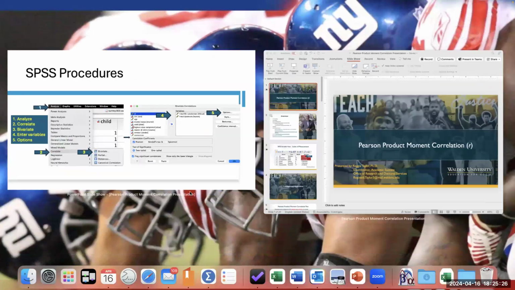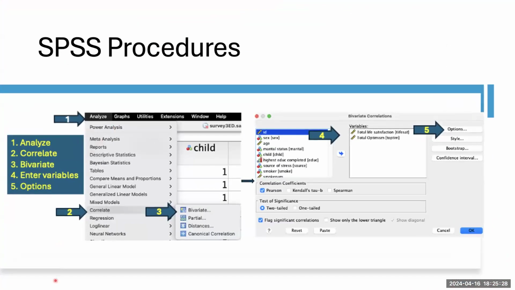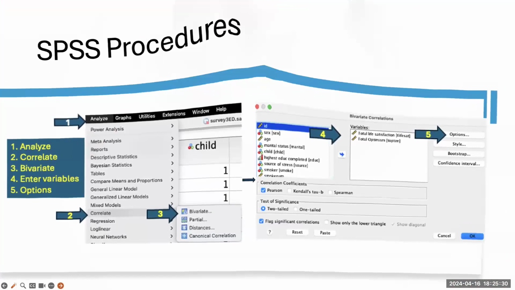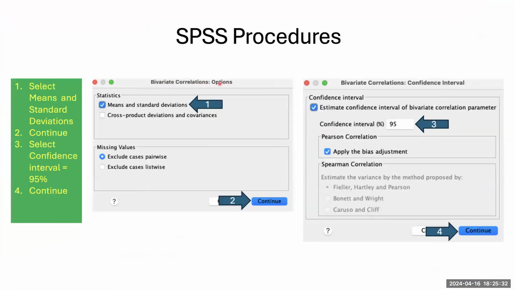And this is where we would tell SPSS the options that we want. And you see here it says options. And again, we just want the means and the standard deviations. Remember, these are numerical data. So we always want to know what the average optimism score, what the average satisfaction score, and what those standard deviations were. Remember, descriptive statistics. We hit continue.